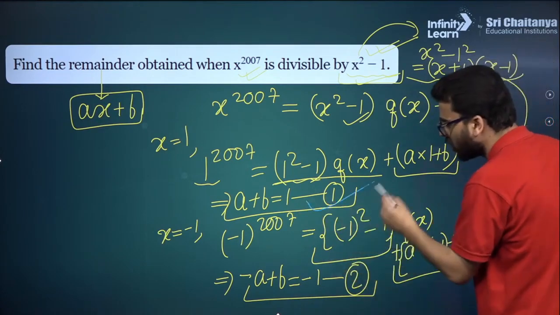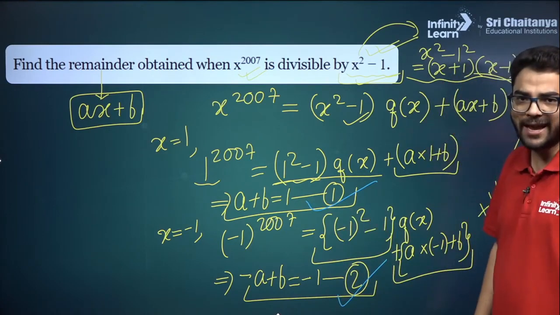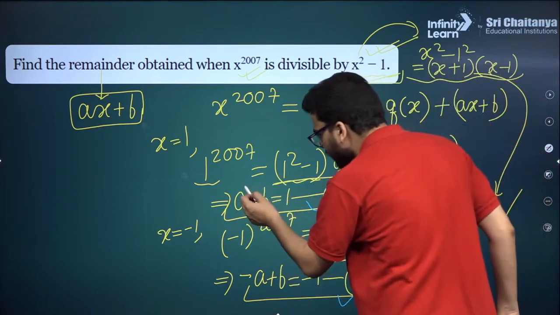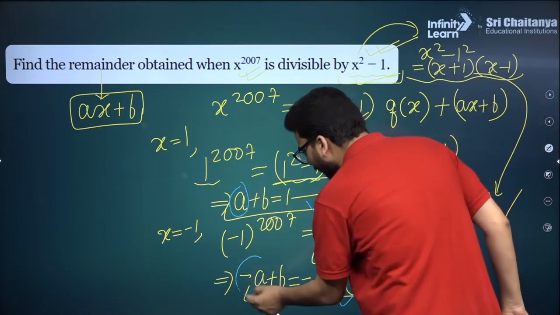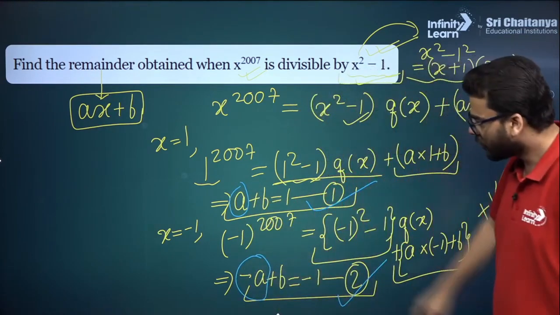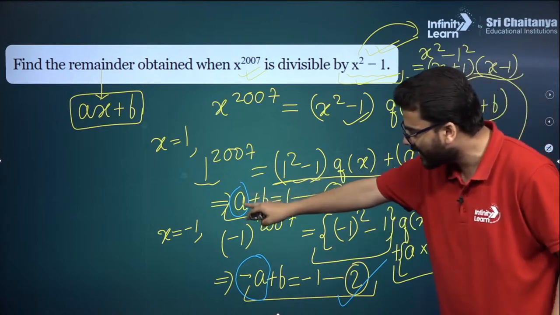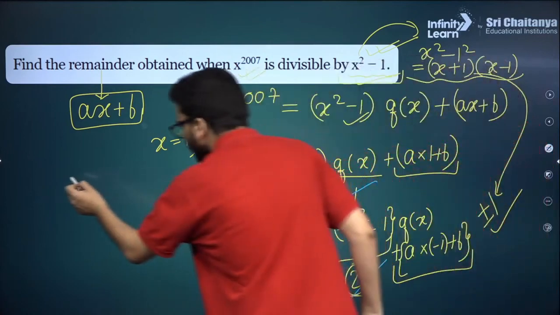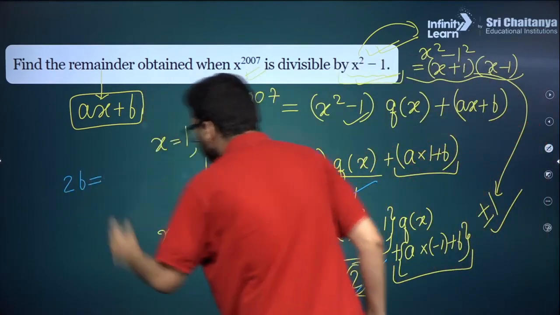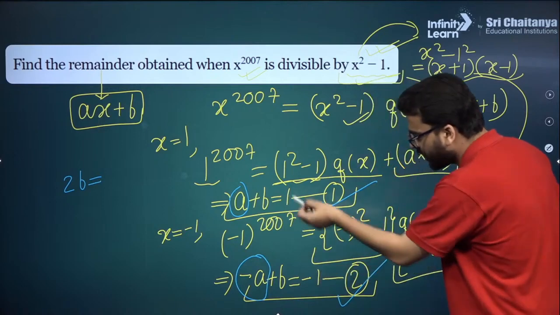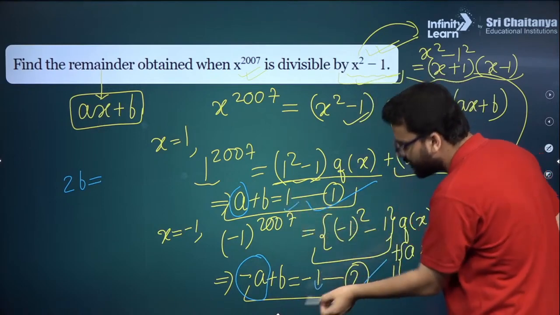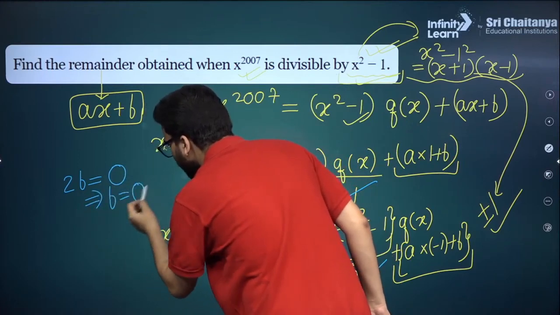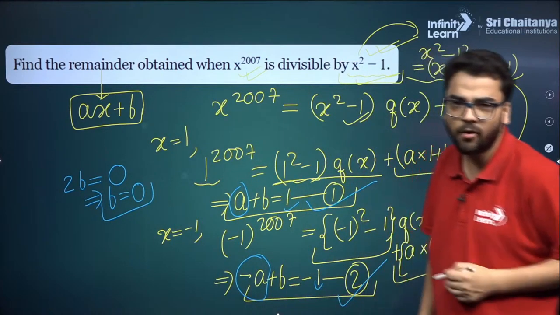So we have to solve these equations to get the values of a and b. What I can do is eliminate a. Can I add these equations? After adding, plus a and minus a will cancel out, so you will get 2b, and that is equal to 1 minus 1, which is 0. So the value of b is coming out to be 0.